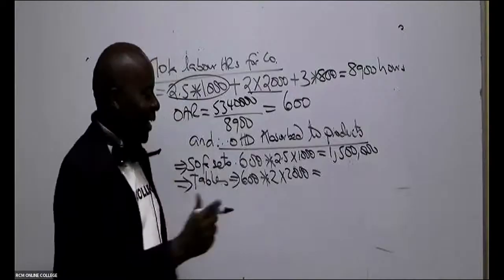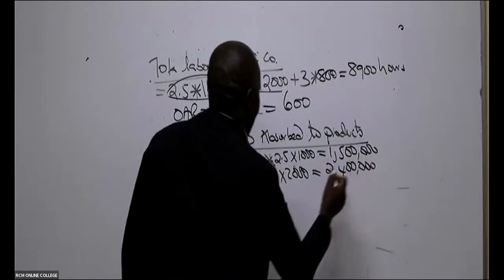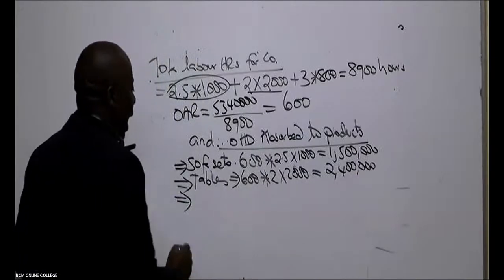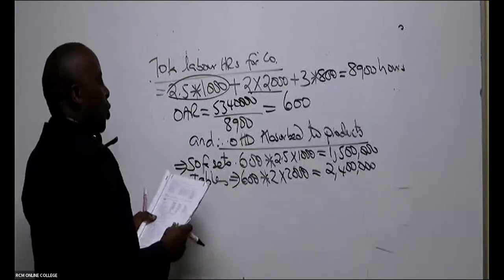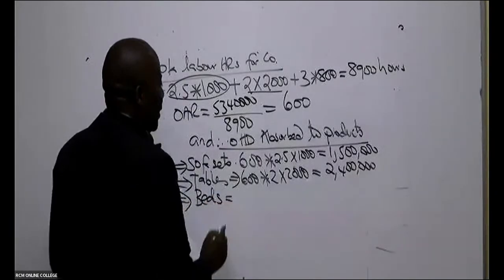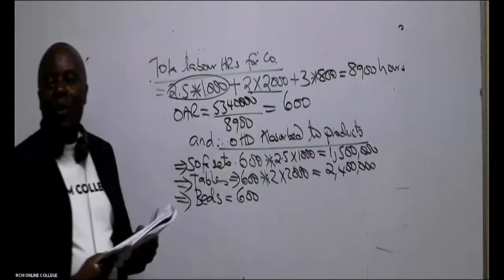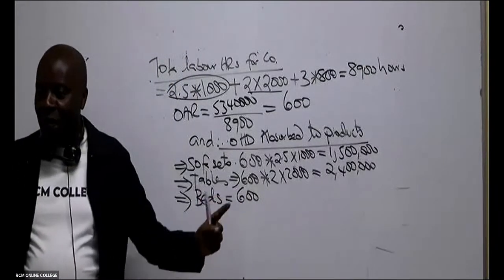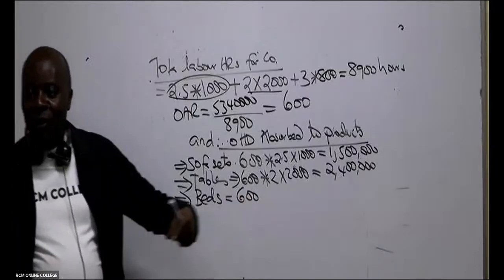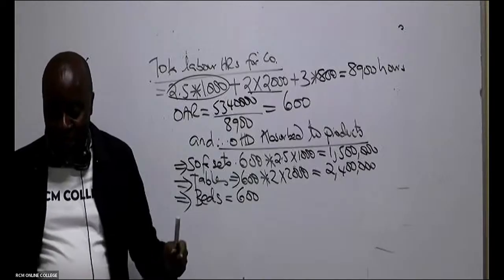2.4 million? 2.4 million, right? And then, ladies and gentlemen, come and tell me how much we are absorbing to the beds. So beds, ladies and gentlemen, what do we have here? We know the absorption rate is 600. That is why we are calling this blanket wide. Because you can see all products are using the same rate.